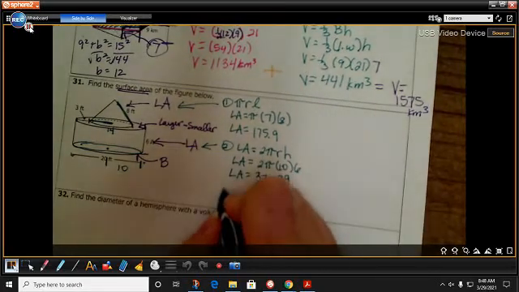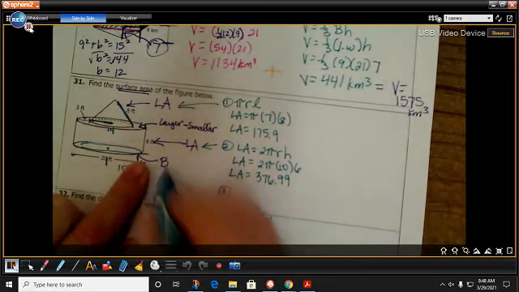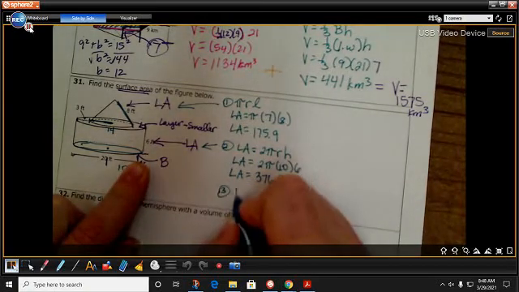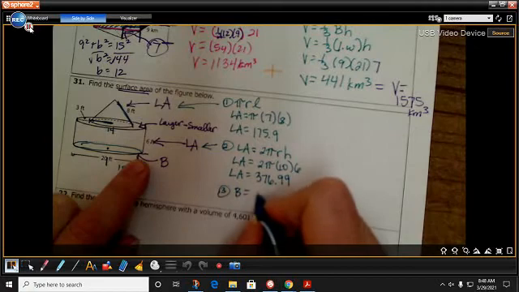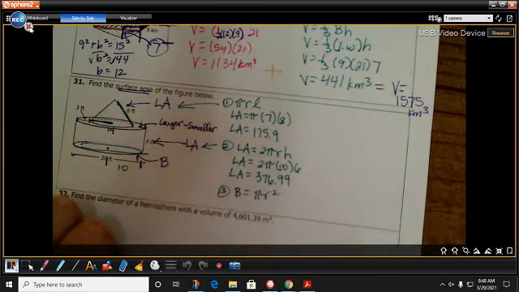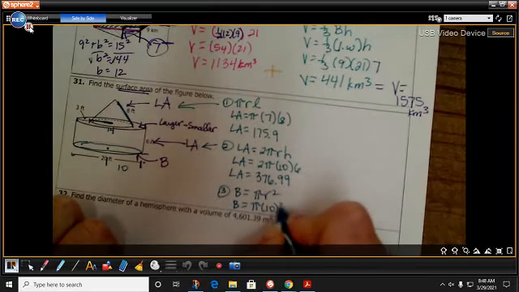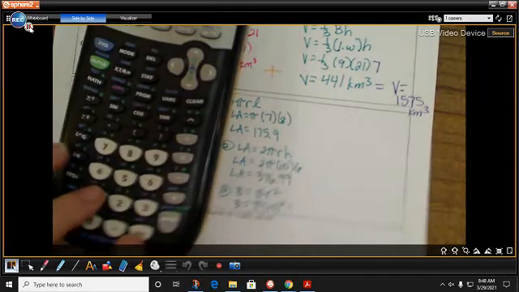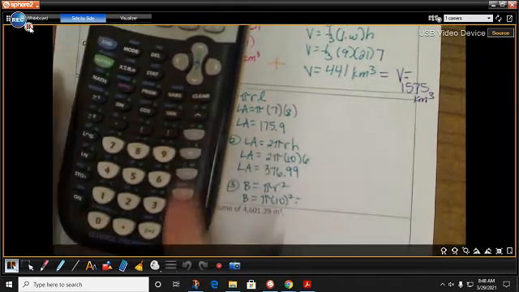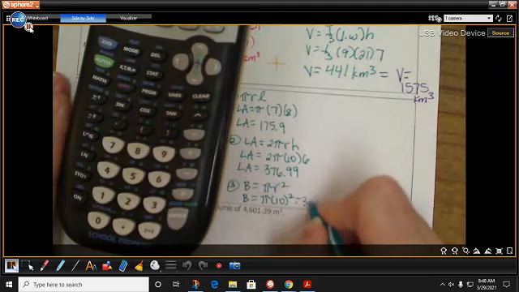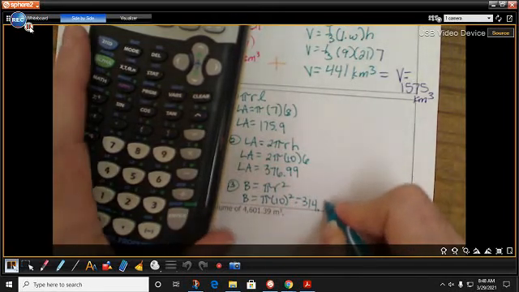The third piece I need is going to be this bottom base. And so the area of this base is a circle, so it will be pi r squared. And so the area will be pi times 10 squared, which will be 100 times pi, which is 314.2.